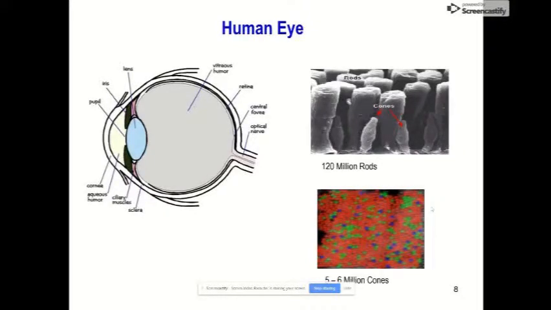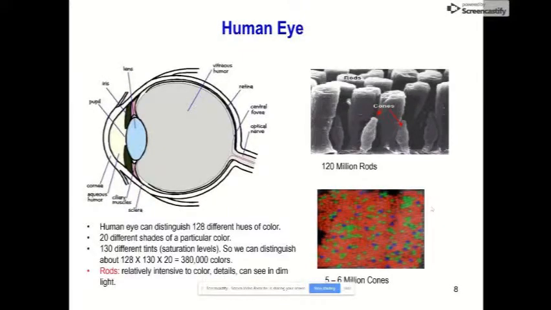Do you guys guess how many colors the human eye can identify? I have a count of colors here. The human eye can distinguish 128 different colors or hues, and in each and every color we can again distinguish 20 different shades and 130 different tints. I'm going to explain what is shade and what is tint in the further slides. Approximately 380,000 colors the human eye can perceive.